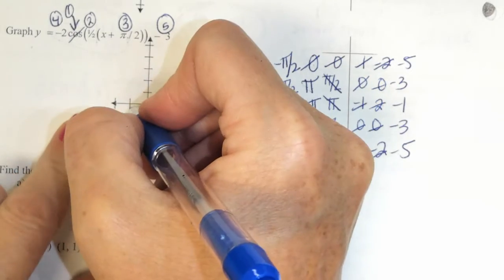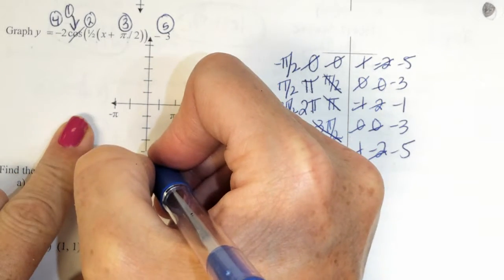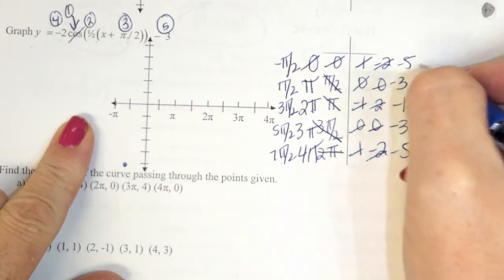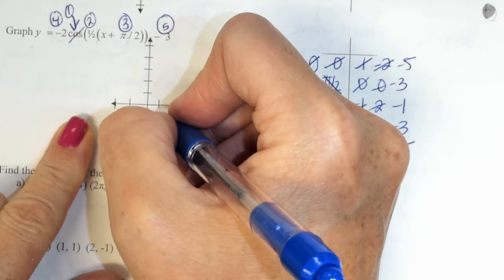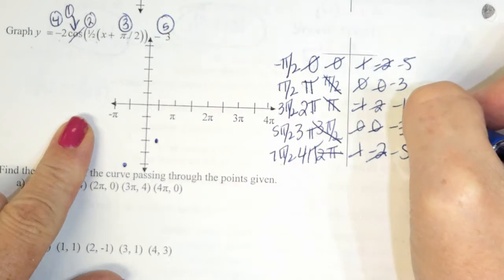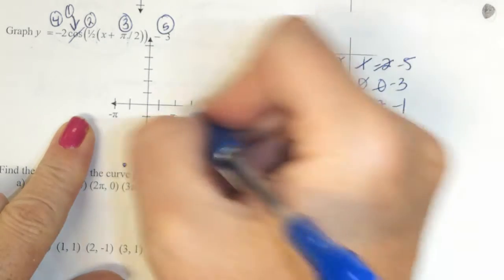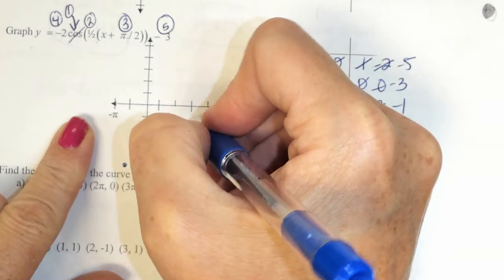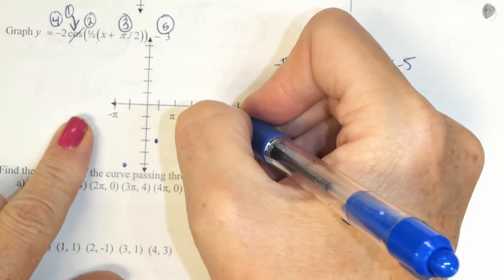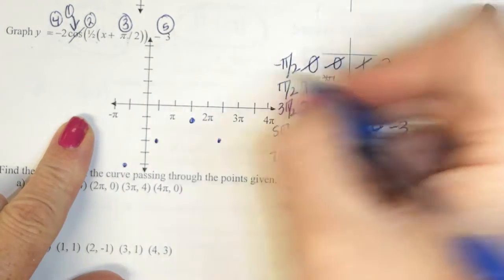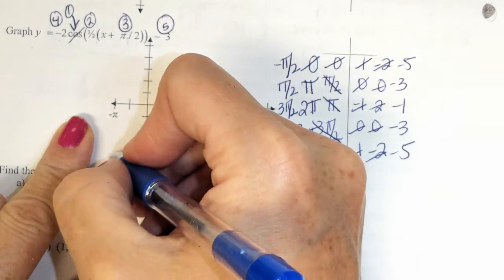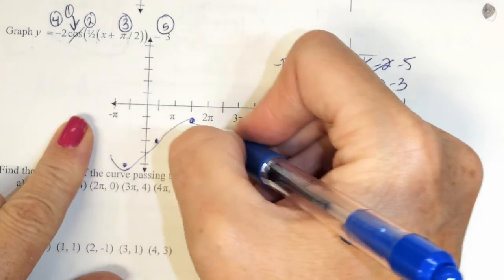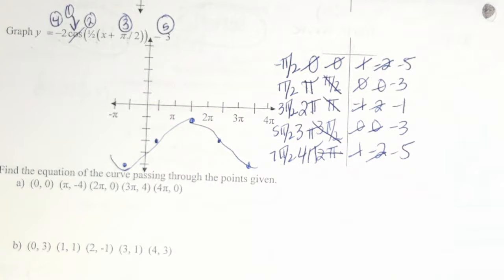Negative pi over 2, we're at negative 5. 1, 2, 3, 4, 5. Pi over 2, we're at negative 3. At 3 pi over 2, we're at negative 1. There we go.